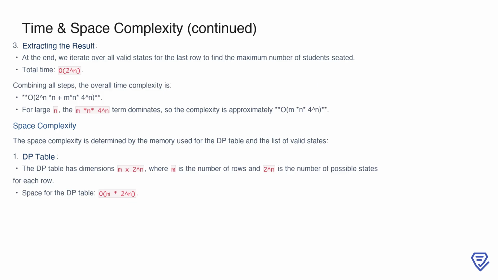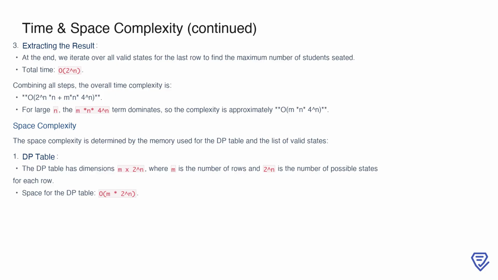Now, after filling the DP table, we need to extract the result. This involves iterating through all valid states for the last row to find the maximum number of students that can be seated. This step requires 2 to the power of n time, as it simply involves checking through the states. Combining all these steps, the total time complexity is 2 to the power of n times n plus m times n times 4 to the power of n. However, for large values of n, the term m times n times 4 to the power of n dominates, so the time complexity is approximately m times n times 4 to the power of n.